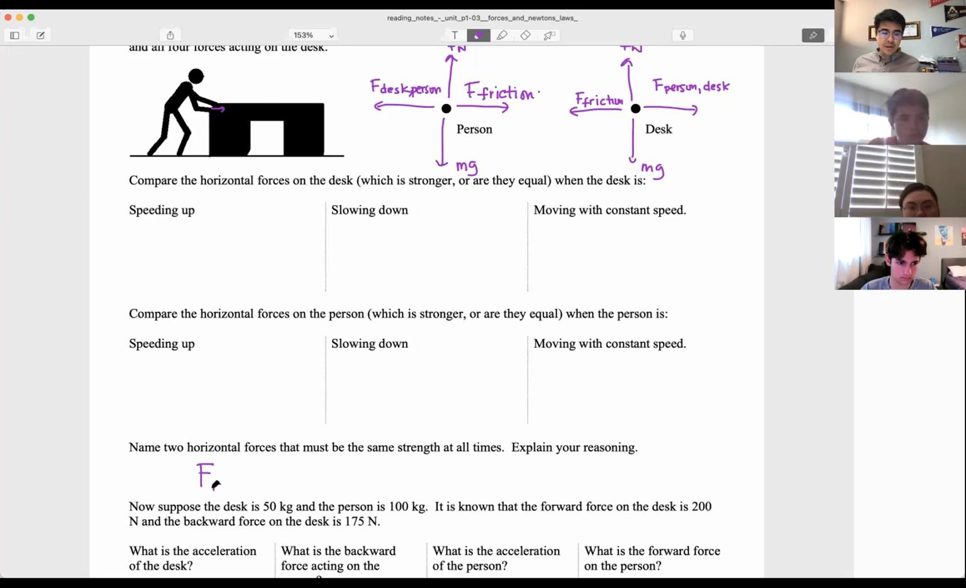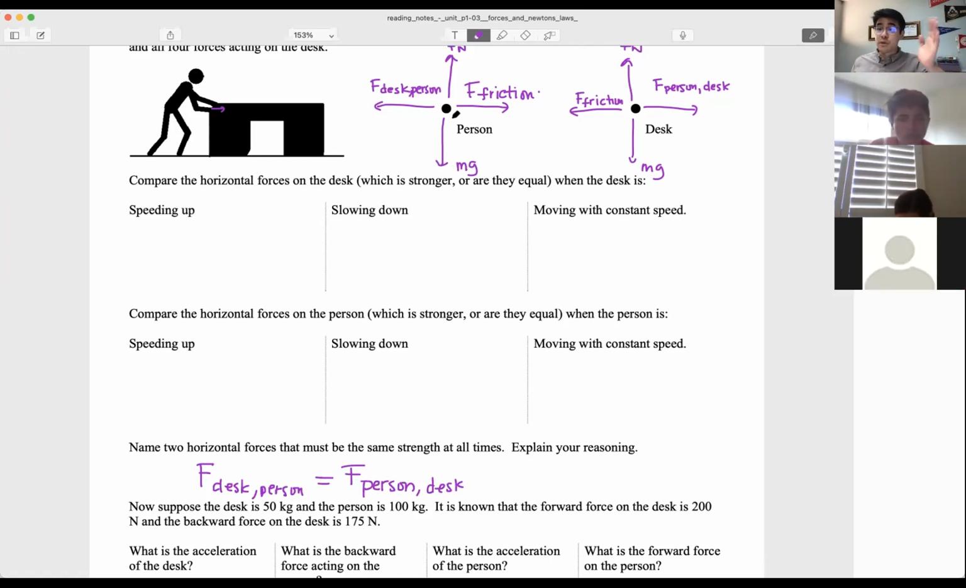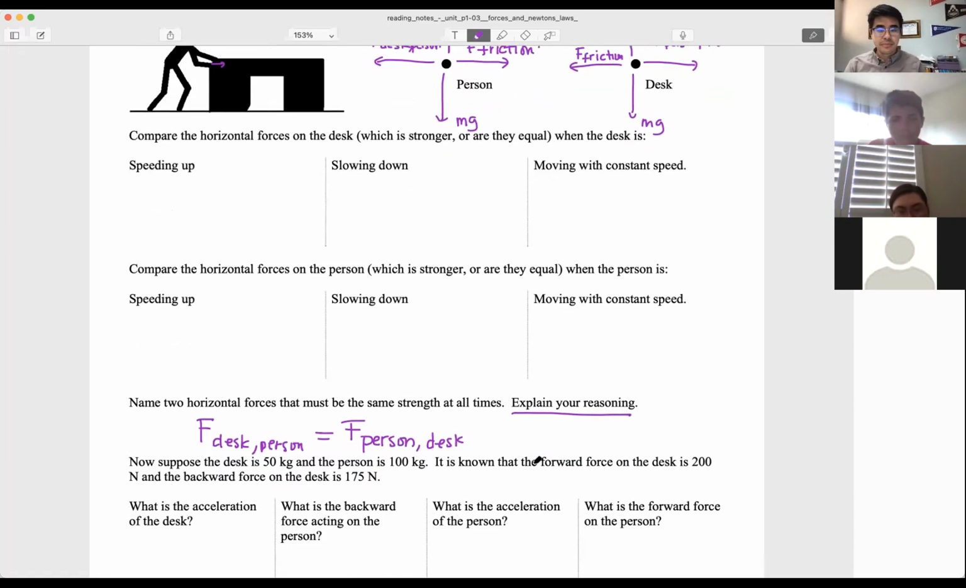This one's Newton's third law, right? The F of the desk on the person must equal the F of the person on the desk, right? That's the equal and opposite. I can feel a different amount of force than the table feels, right? Because we have different masses, we have different weights. So we cannot say that these frictions are the same, but the equal and opposite forces must be the same. And then when it says explain your reasoning, you just write a sentence saying that, right? Referencing Newton's third law. Any questions on that?